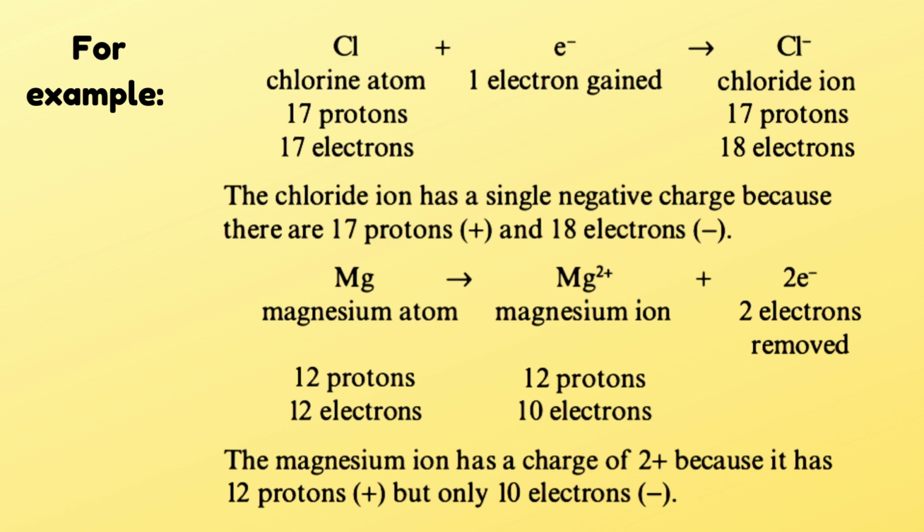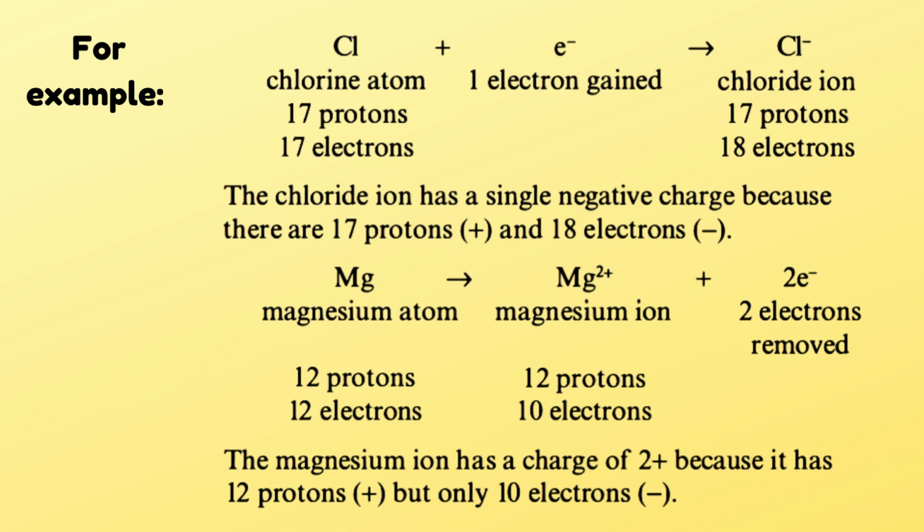First one is chlorine atom, which has got 17 protons, 17 electrons. Equal protons, equal electrons means it's a neutral atom. So when an electron is gained by a chlorine atom, extra charge is there. So chlorine becomes chloride ion. That time proton is not changed, but electron is gained. So electron number increases by 1. So now it has become a negatively charged ion, which is called chloride ion. Chloride ion has a single negative charge because there are 17 protons and 18 electrons. Charge difference of 1, minus 1.